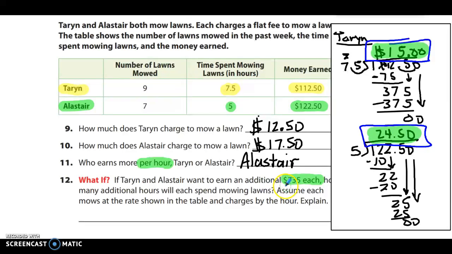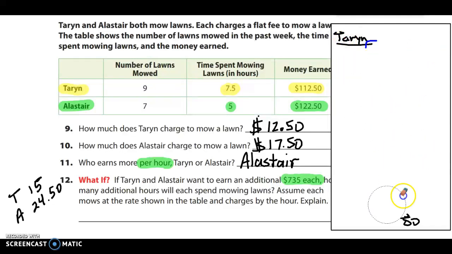Taryn's going to do $735 divided by her rate, which is 15. And Alistair's going to do $735 divided by his rate, which is $24.50. So what I need to do is just make a note of this, way over off to the left here: Taryn makes $15 an hour, and Alistair makes $24.50 an hour. Now I'm going to clear my board, and I'm going to divide those numbers into 735 because they each want to make $735 more dollars.